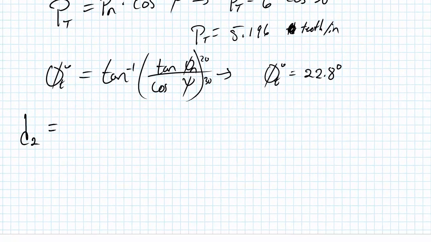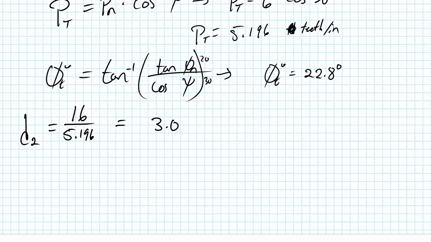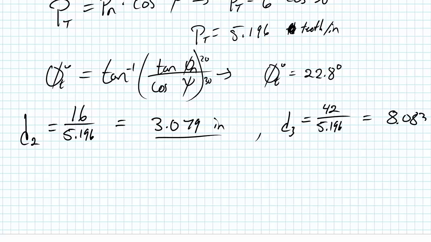The pitch diameter of the pinion is going to be the number of teeth, which was 16, divided by the transverse pitch, which was 5.196. This gives us a diameter of our pinion of 3.079 inches. We can do the same thing for gear 3, which had 42 teeth and the same pitch of 5.196, which gives us a diameter of 8 inches and a little bit, 8.083.